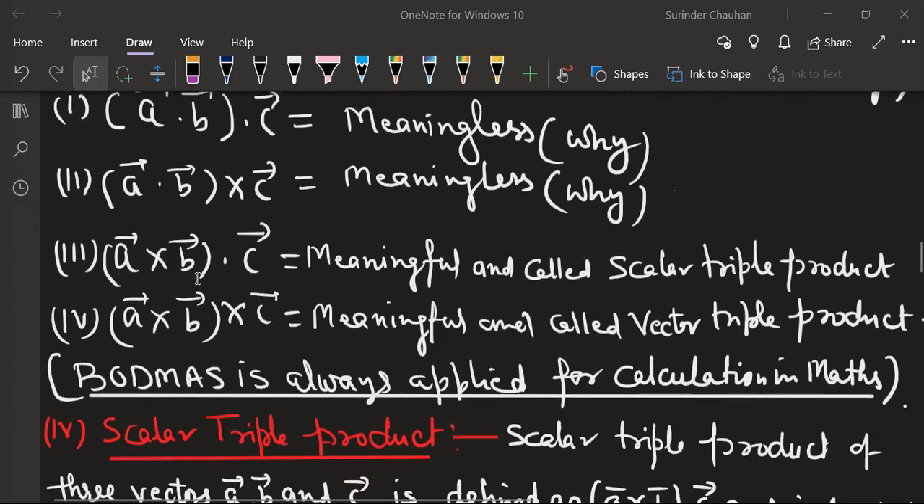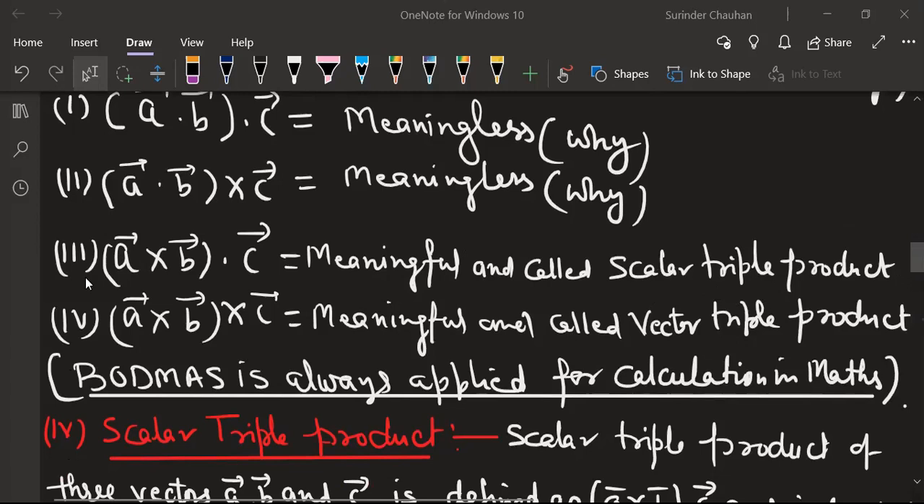Third is A cross B dot C. A cross B is a vector, and C is also a vector, so we can find this triple product. This triple product is a scalar quantity, because a vector dotted with a vector gives a scalar. It involves three vectors, vector A, vector B and vector C, so this is called the scalar triple product.